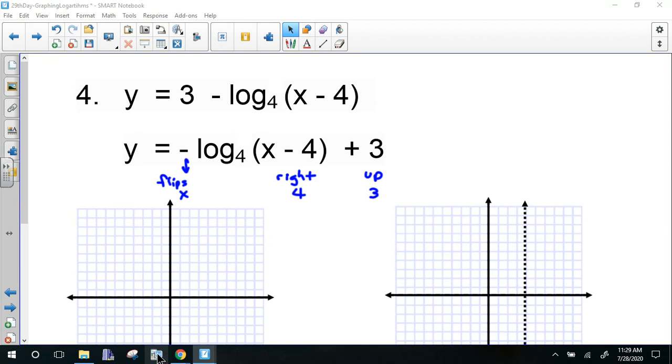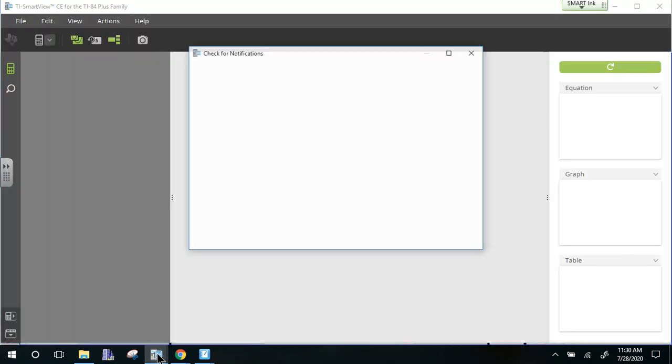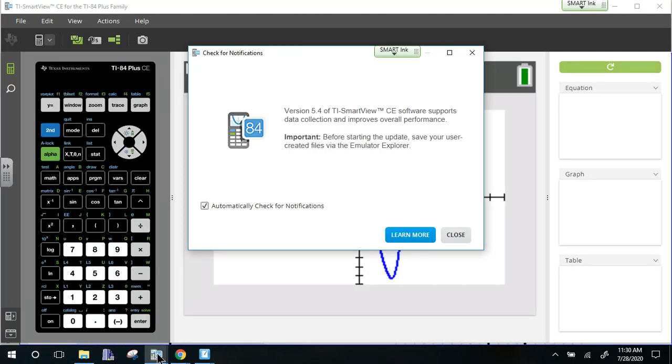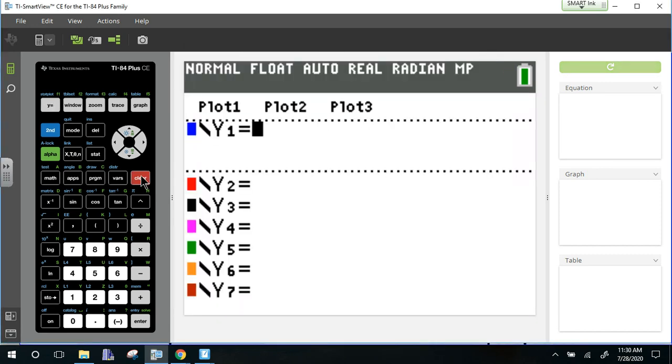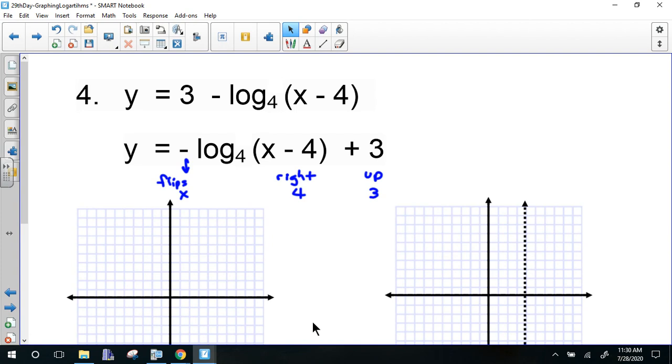So as we come back and look at this one, we're going to look at how to put log in the calculator. So I'm going to bring this one up. We'll do it on the calculator. Clear what's there. And I'm looking at the equation y equals negative log base 4 of (x minus 4) plus 3.